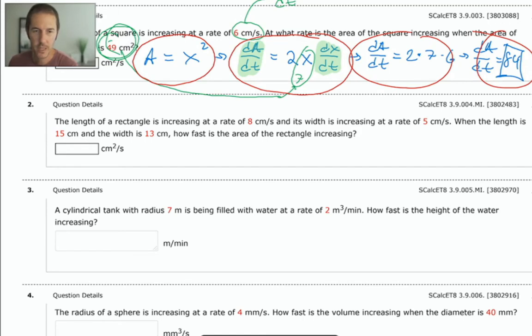So we've got a cylindrical tank. It's got a radius of 7. It's being filled with water at a rate of 2 cubic meters per minute. Cubic meters means we're talking about volume, which means I need a volume equation that relates to the radius of a cylindrical tank. So, cylindrical tank.